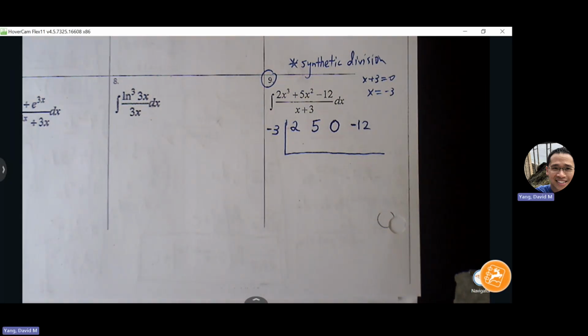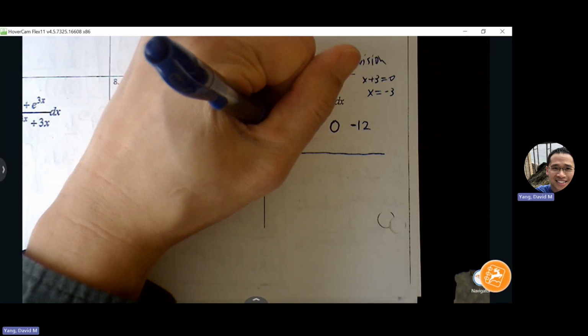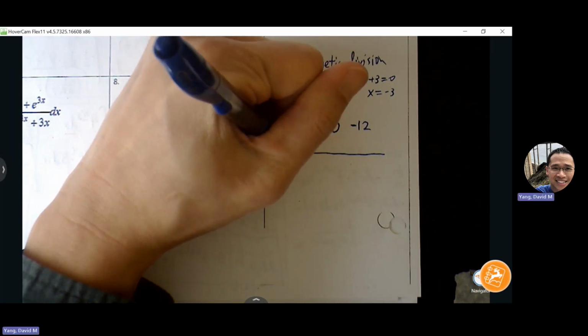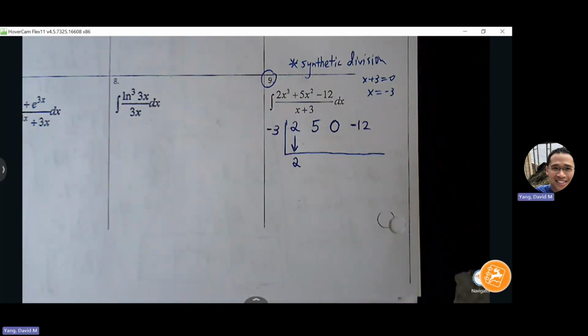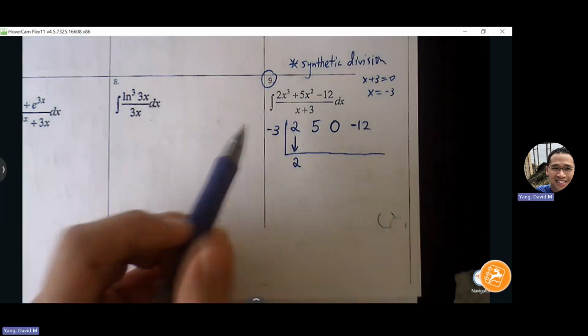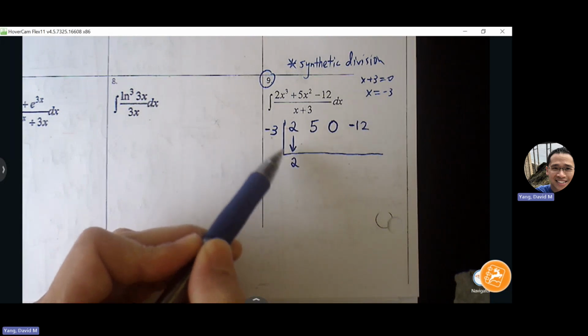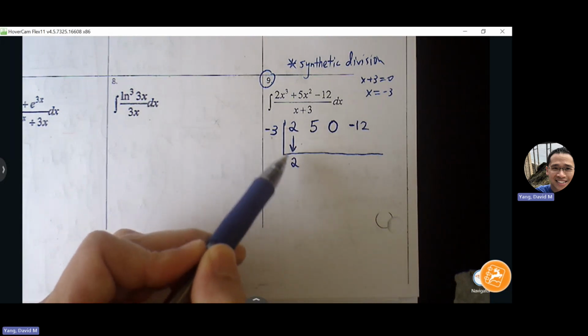All right, so the next thing now is we put the first number below the line. Don't make any changes to it, just drag it down below the line. And now you're going to multiply with the factor outside here. -3 times 2 is what?